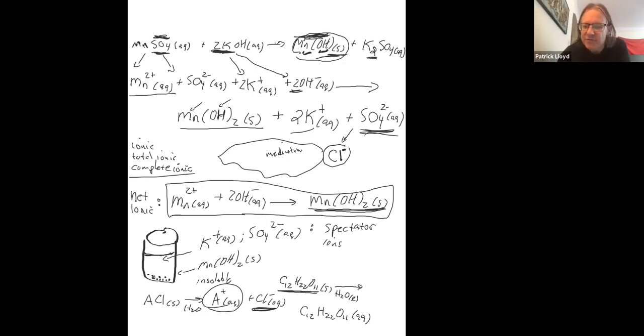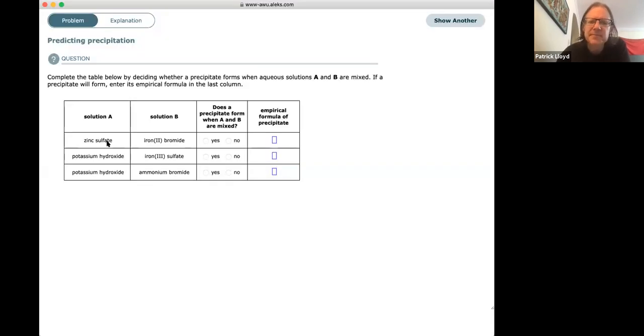Okay, so the next thing we're going to do is we're going to use something called the solubility guidelines or solubility rules. They used to call them rules, now they call them guidelines. And it's in this third type of problem from the same section. So this is still section 4.2 called predicting precipitation. So now we're going to go to the next step in terms of making predictions about reactions.